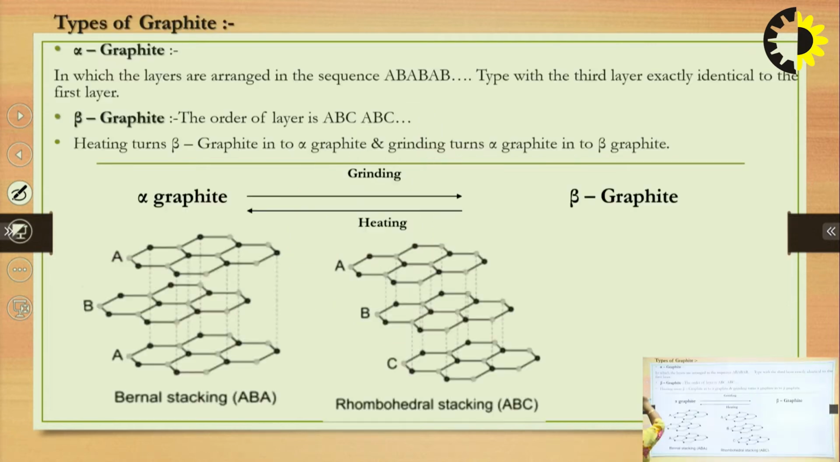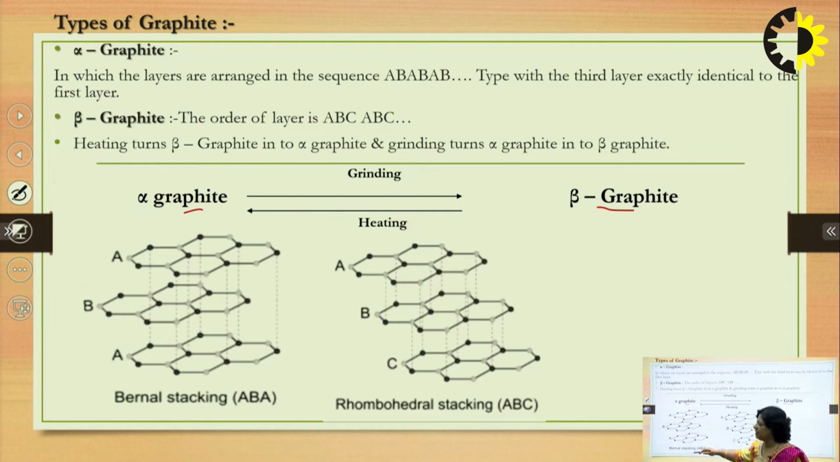Whenever a question about graphite comes, this structure must be there in your sheet, and it is important as per the exam. Now we talk about the types of graphite. When we are talking about graphite, there are two types of graphite. One is referred to as alpha graphite, another is referred to as beta graphite.